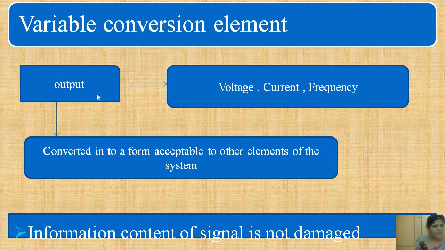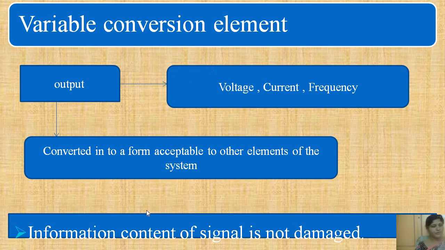So, for example, suppose the output of the primary sensing element after converting into an electrical quantity is an analog signal, but the other elements work on a digital signal. So we convert the analog signal into a digital signal by using the A to D converter, or analog to digital converter, which converts the analog input into a digital input. So this is an example of the variable conversion element.